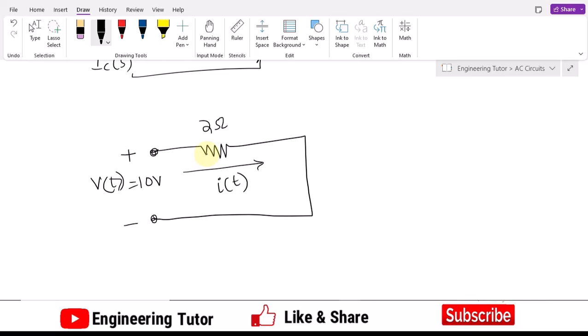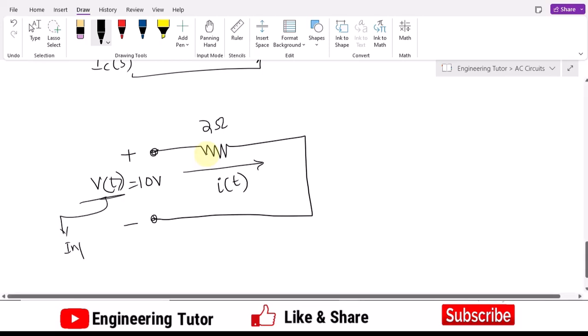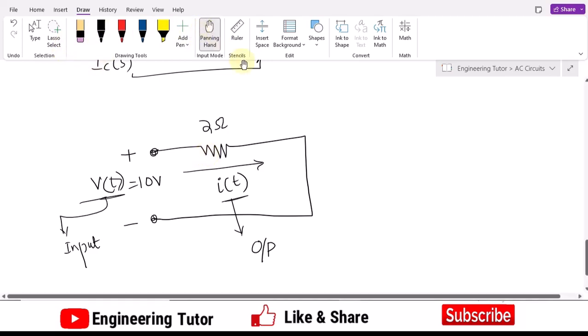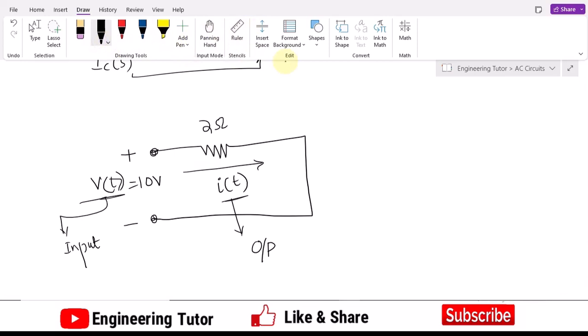This V of t is the input which I am applying here, and this I of t is the output. So in order to do it, let me represent this as a system, where this input will be applied and I will get its output, which will be I of t. For that, I have to convert my circuit into the S domain.